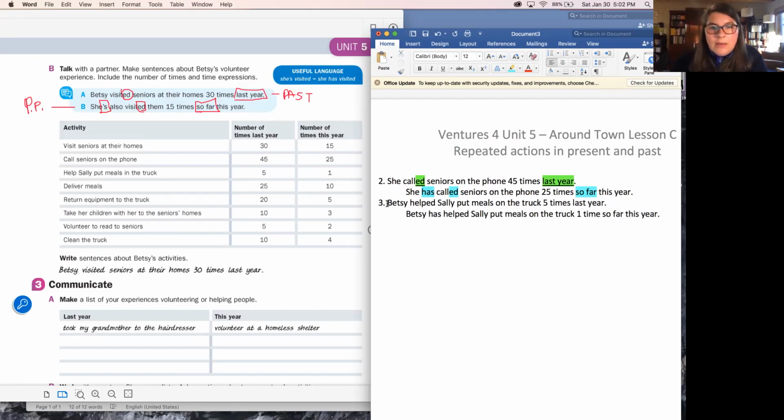Let's look again. Last year, Betsy helped. This is green, past, simple past. When was it? Last year. Here we go. Specific time, last year. And then Betsy has helped. This is present perfect, right? Actually, the whole thing is present perfect. That might be easier to see. So far is your present perfect. Okay, this is the pattern.